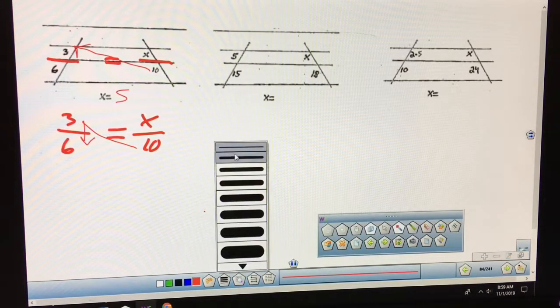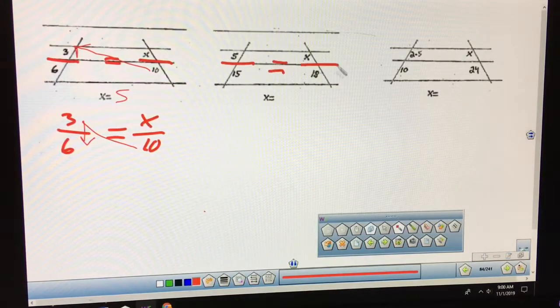Same idea with this one. I'm going to do line equals line, set up the proportion right on the drawing. And then 18 times 5 divided by 15, that might be a little cumbersome without a calculator. If you had a calculator, it would just generate it, or you can simplify this to 1/3, and it would be 18 times 1 divided by 3, and that would be 6.